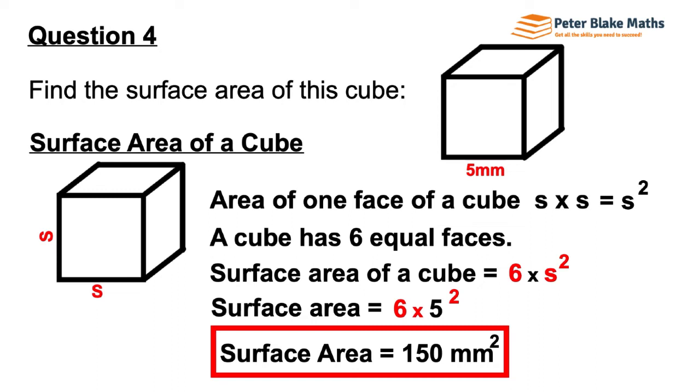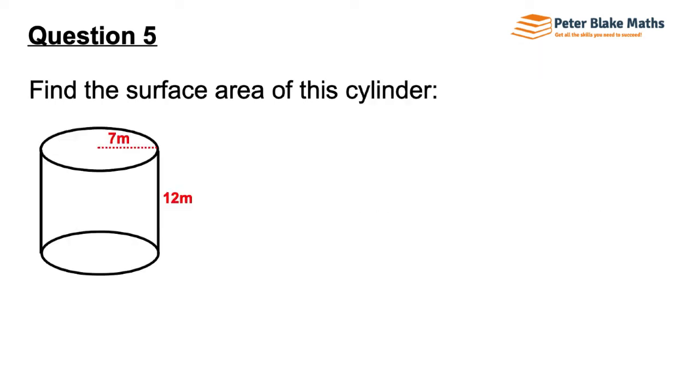Original dimension, the side length there, was 5 millimeters. So our units we need for area are millimeters squared. Question 5. Find the surface area of this cylinder.